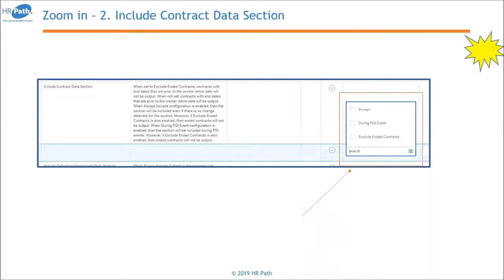By default, if you send the contract data section, the integration will always send all contracts that exist for a certain worker in Workday. So you might imagine that somebody had an initial contract when they were hired and then later promoted or changed to a different business unit, and a new contract was assigned. So the old one is closed and you have a current open one. Then by default, both of those will be sent to the payroll vendor unless you choose exclude ended contracts here, and only the current active open contract will be sent.